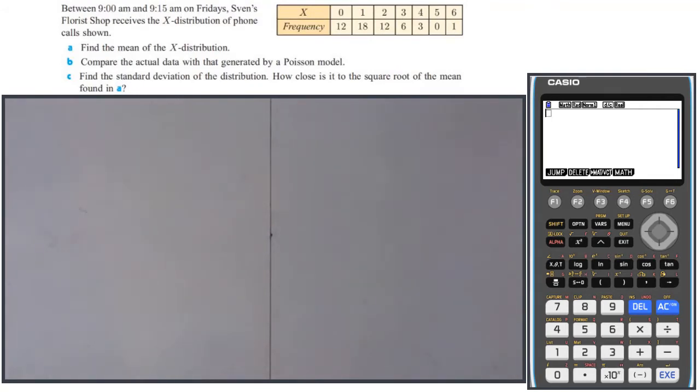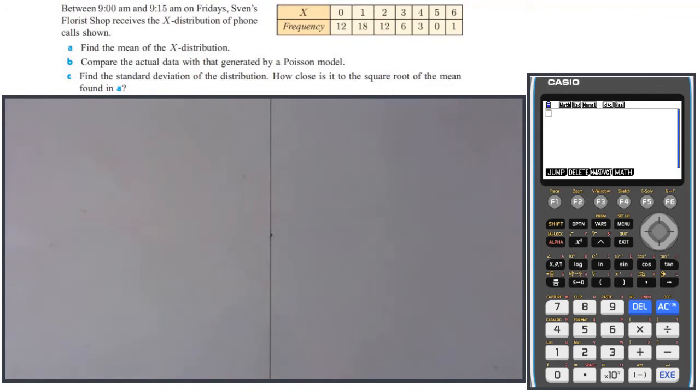What do we need to do? Find the mean of the X distribution, and compare the actual data with that generated by a Poisson model. Now, a Poisson distribution has to do with a mean. You have a parameter, we're going to use the letter M, and that's the mean in a given window. Once we find the mean, we're going to use it to generate expected frequencies using a Poisson model. We can't do that until we have the mean, but once we do, it'll be a lot easier.